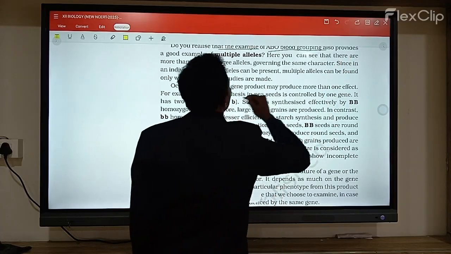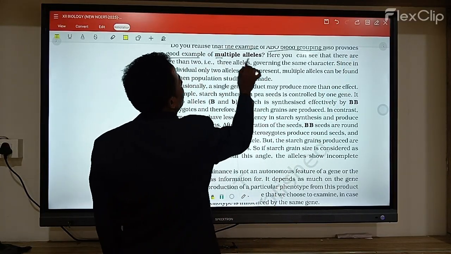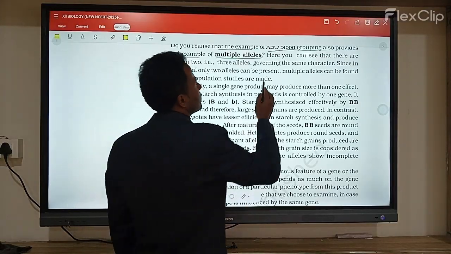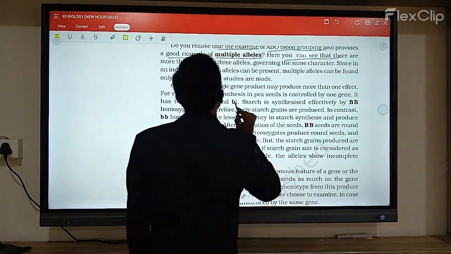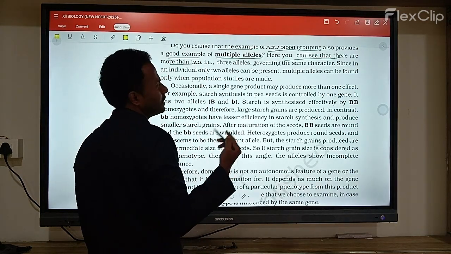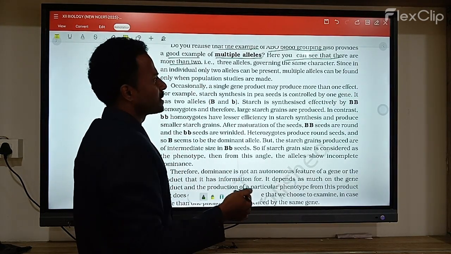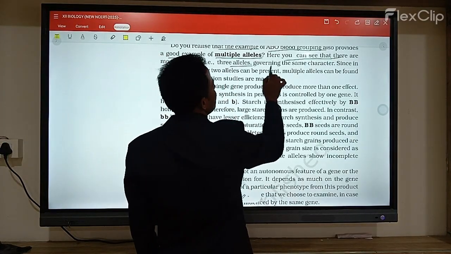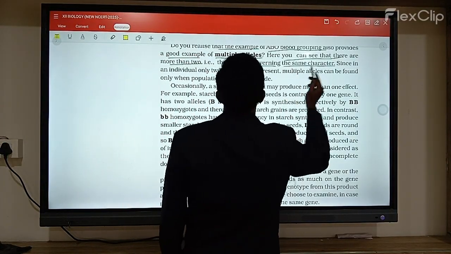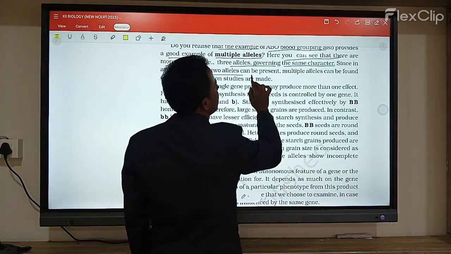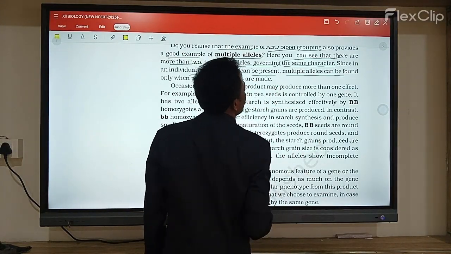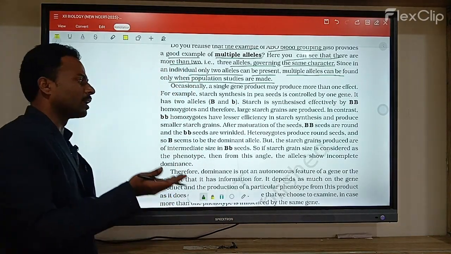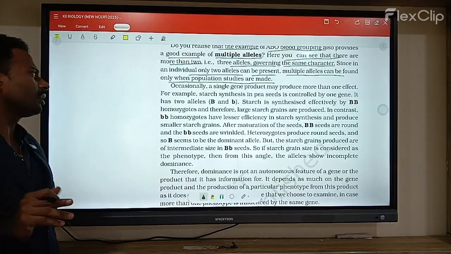Let us now realize what the examples of the ABO blood groups are. They provide a good example of multiple alleles. What they have given is also one of the best examples of multiple alleles. And you are seeing that here more than two alleles are present. That shows polymorphism, like the three alleles grouping the same characters. Since an individual can only represent two alleles, multiple alleles can be found only in population studies, so they form different characters.